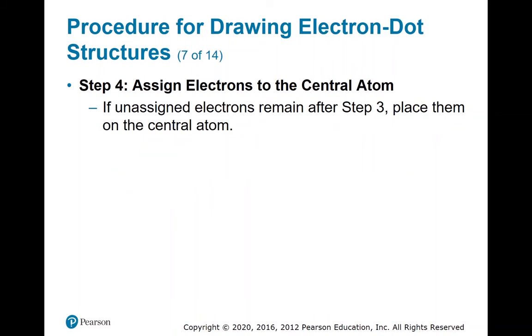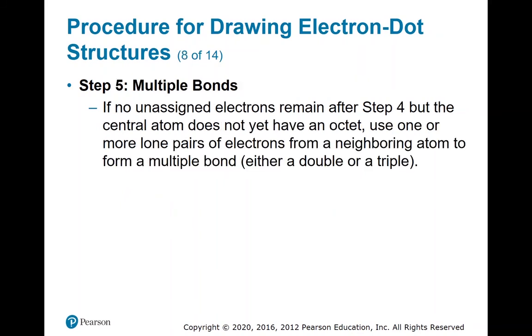If we have any electrons left after step 3, we're going to assign those to the central atom, because at that point we really don't have anywhere else to place them. And then step 5 is going to be to analyze that central atom, determine if it has a full octet, and use one or more lone pairs of electrons from neighboring atoms to form a multiple bond, either a double or a triple bond, if we have a situation where we don't have a full octet around our central atom.